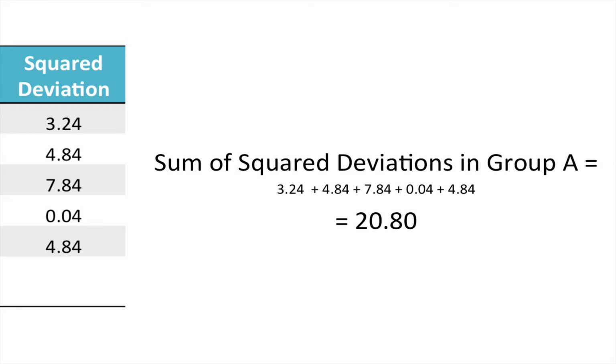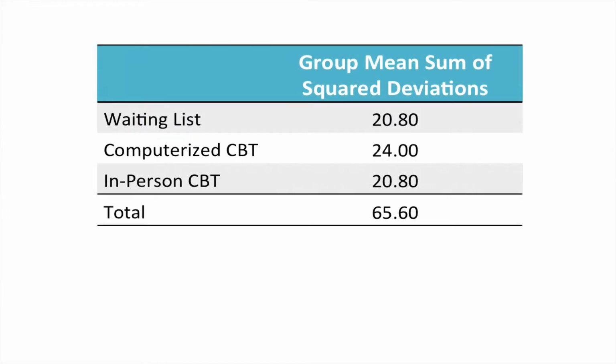So we know for the waiting list group there's 20.8 units of error variability, differences between the scores that aren't different just because of the different groups. We reapply the process to all of our groups and we get a total of 66.6 units of variability. I've just done that for every group and added them together. So we know what's due to error and we know what the total variability is.